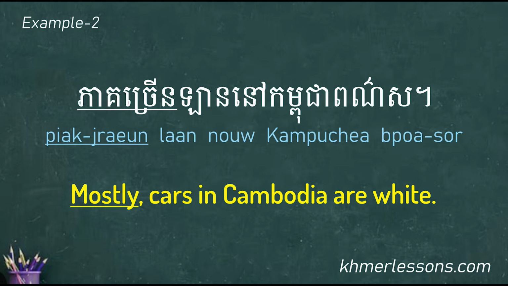And example number 2 is the same. I use car, and then you say mostly cars in Cambodia are white. ភាគច្រើនឡាននៅកម្ពុជាពណ៌ស បាទ. So you see, this is how to use mostly in Cambodian language. You use it like this.